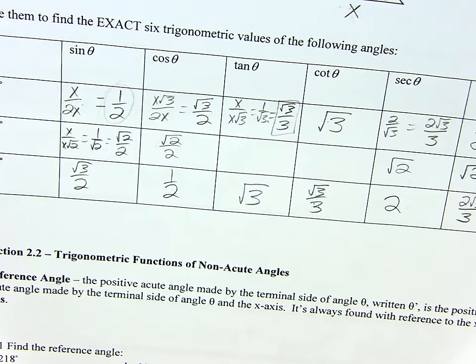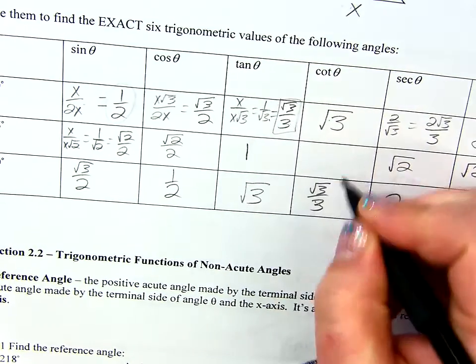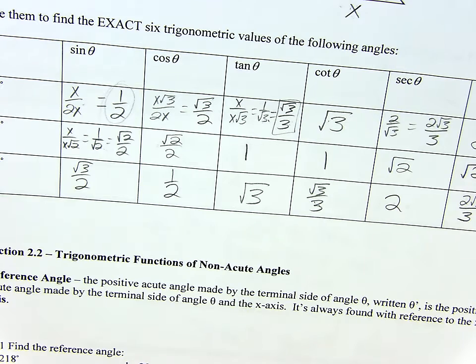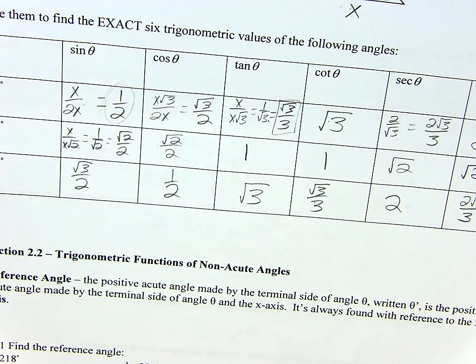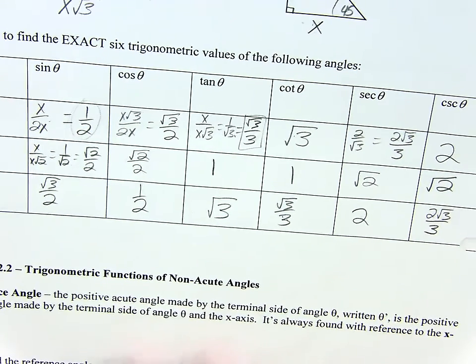And then tangent and cotangent are easy because tangent is just opposite over adjacent, and that is just 1. And the reciprocal of 1 is just 1. Wow. All right. What a perfect time to stop for lunch.